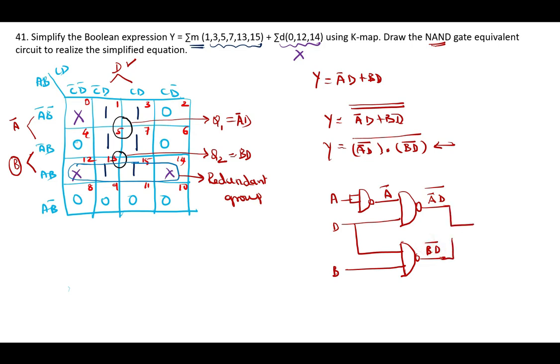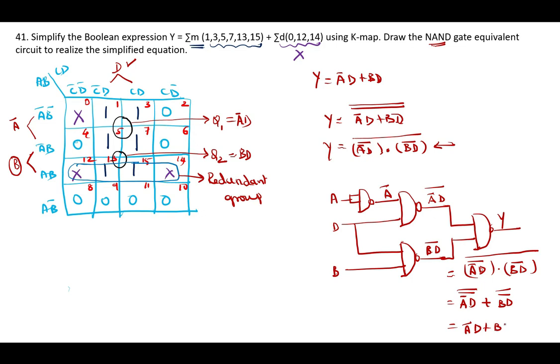Now I need to connect these two to the last NAND gate, which gives me the expression Y, that is A bar D the whole bar dot BD the whole bar, and the whole complement. That is, if I redo this, double complement, the AND gate will change to an OR gate, again double complement. The double complement cancels, so I will get A bar D plus BD. This is the expression that I had to realize using only NAND gates.